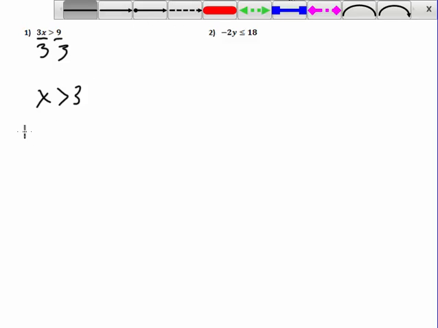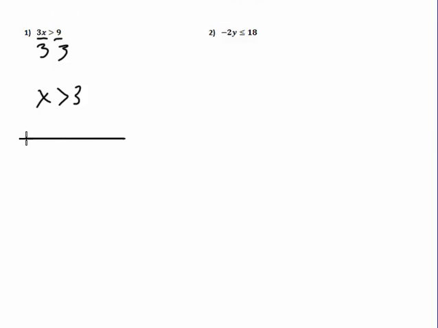Let me get my fancy number line out here. Fancy number line, showing my arrows that tell me it goes on forever. Here we have a 0. Here I have negative 3. And here I have 3. And I want all the x values that are bigger than 3. And this is going to be an open circle, and I shade to the right. It's open because it's strictly greater than.